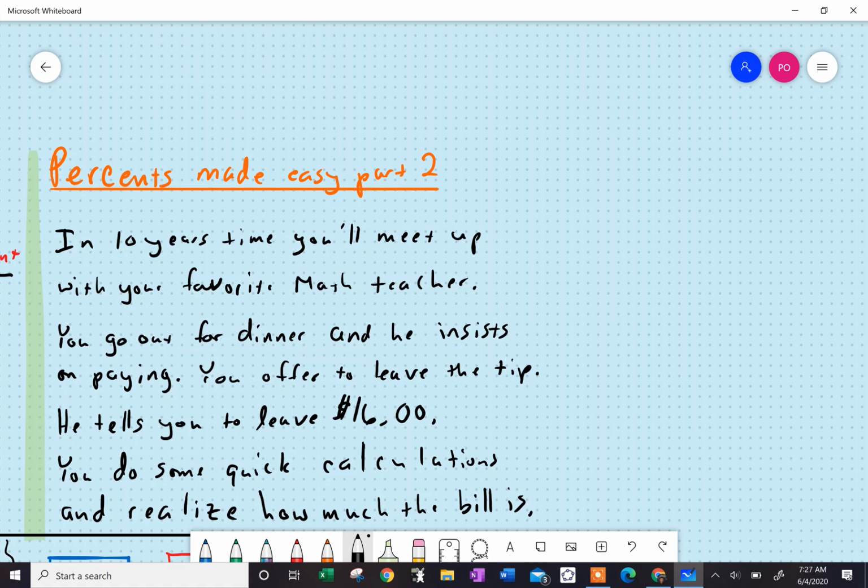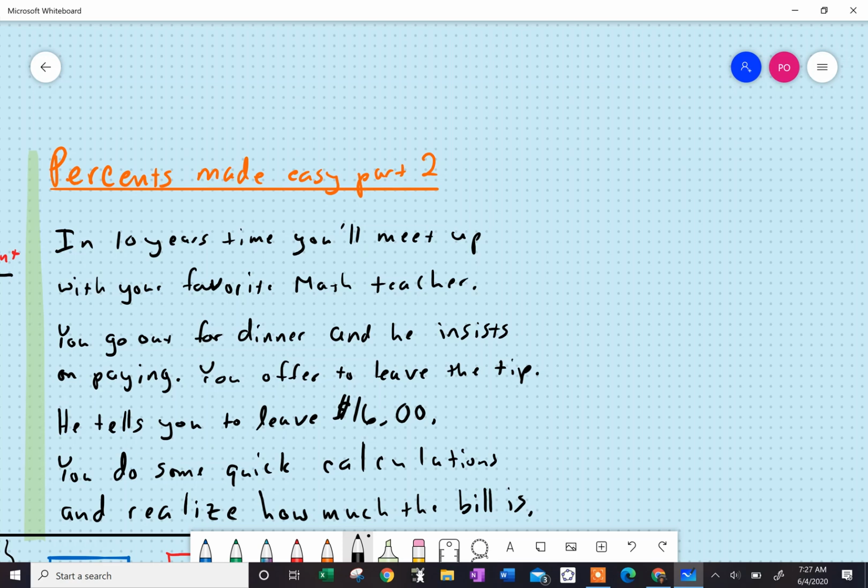So here we go. In 10 years' time, you'll meet up with your favorite math teacher. I'm not going to tell you what his name is. I'm sure he's probably just your favorite person ever. You'll meet up with him, and then you're going to go out for dinner, and he insists on paying because he's such a wonderful person. Anyway, you offer to leave the tip. He's going to tell you to leave $16.